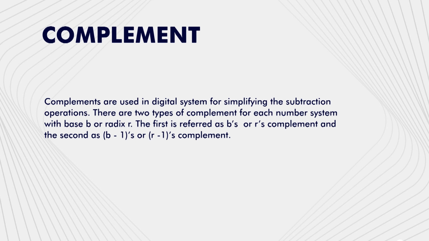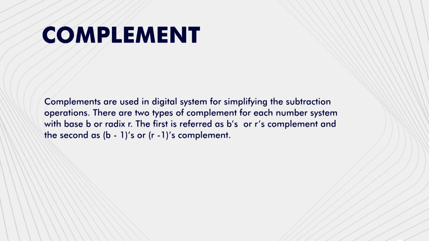That is the beauty of the complements. There are two types of complement for each number system with base B or radix R. So, for a decimal number system, we have the tens complement and the nines complement. The first is referred to as B's or R's complement, and the second as B minus 1's or R minus 1's complement. That is for the decimal number system, as I already told. B's complement is the tens complement, and B minus 1's complement will be the nines complement.